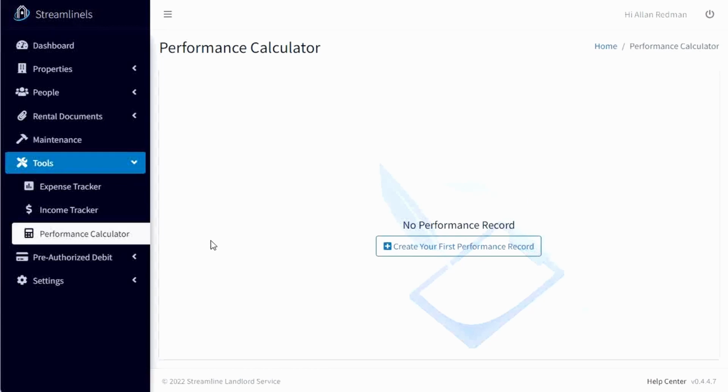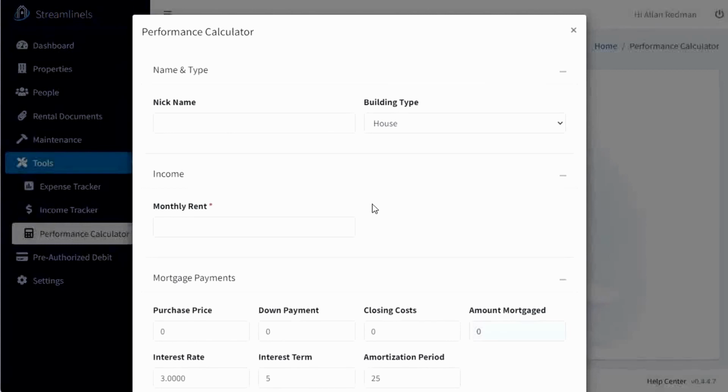In this video, we're going to talk about the performance calculator. That can be found under the tools menu, performance calculator. The purpose of this tool is to help with research, but also just getting an idea of cost projection analysis, as well as what you think your return on investment will be for a potential rental property.